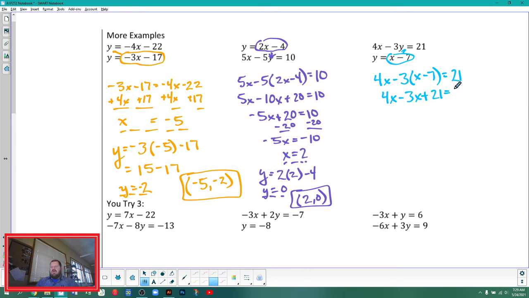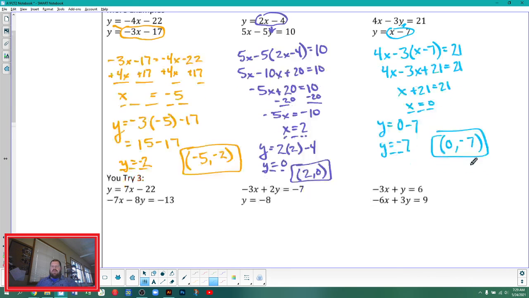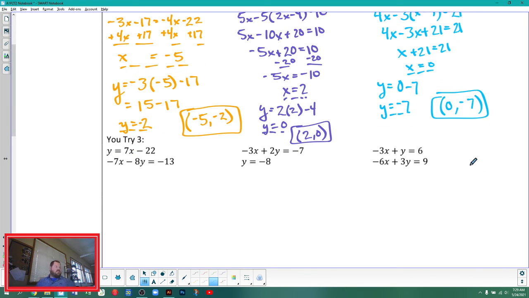And this one's going to end up something okay. 4x minus 3x is x, plus 21 equals 21. If I subtract 21 on both sides, I get that x is equal to 0. Now with x equal to 0, y equals 0 minus 7. So y equals negative 7. So I get the point where the two lines cross as (0, negative 7). Go ahead and pause the video and try the 3 down below.